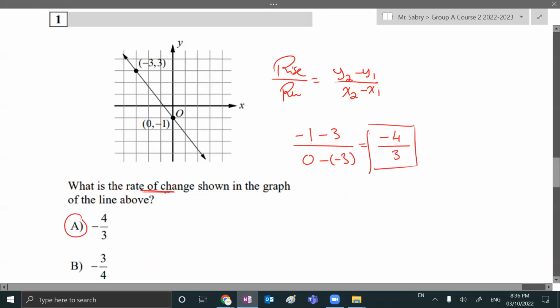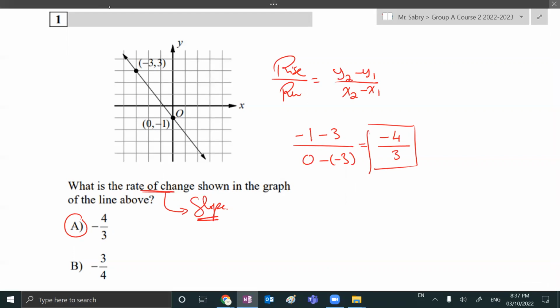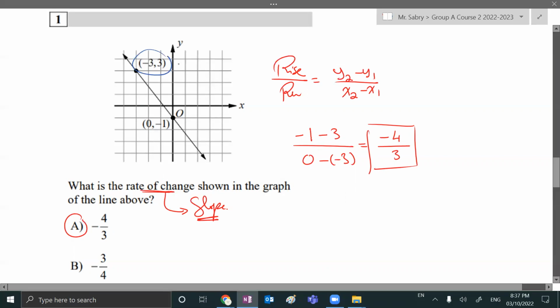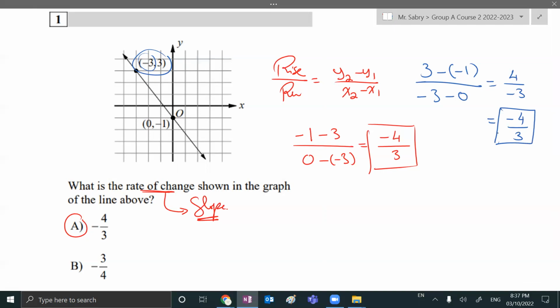The word rate of change is exactly the same as the slope. So when I ask for the average rate of change, it's exactly as asking for the slope. Now, if another person decided to start from the other point, going from 3 minus the other y, which is negative 1, it's fine. You just need to start from the same x too. So negative 3 minus 0. This will get you to the same answer, 4 over negative 3, which is still negative 4 over 3. So it doesn't matter which point you start with. What matters is that whichever point you start with for the y's, you start with it for the x's.